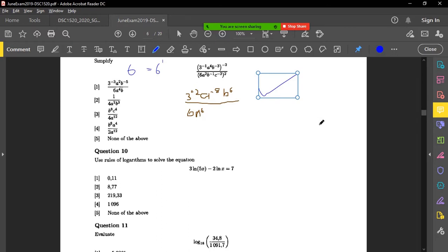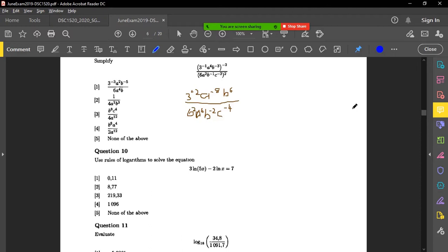Okay, so 6. So that would become 2, 6A. And then this would become B minus 2. Then this would become C minus 4. Yes, that's correct. Now I can start subtracting because we're dividing.